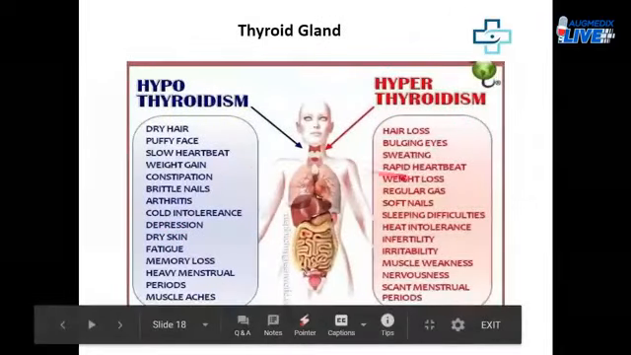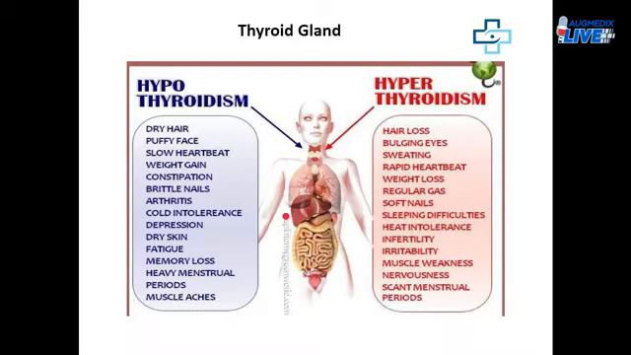And these are the differences. So the easy way to remember the difference is to relate it with the metabolic rate. More metabolism means more breakdown, more calorie burn. The patient is going to feel more hot, and the opposite is for hypothyroidism.